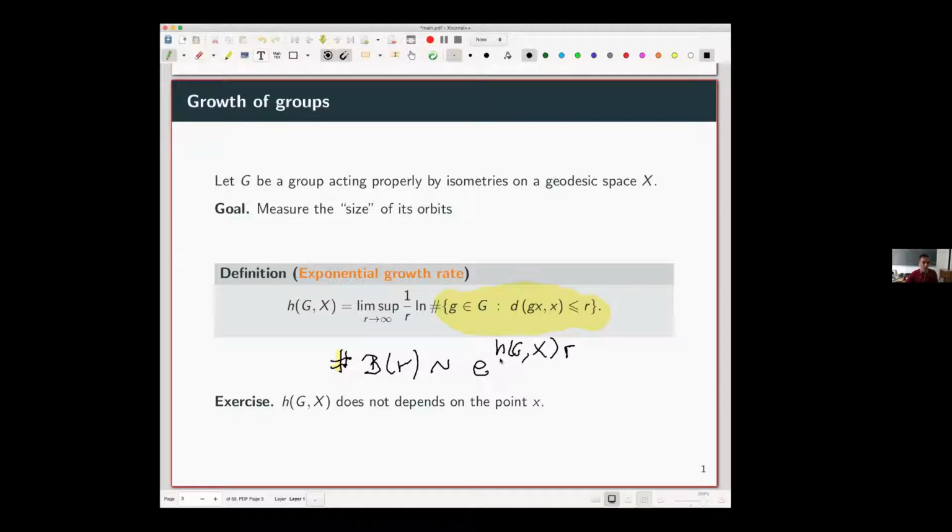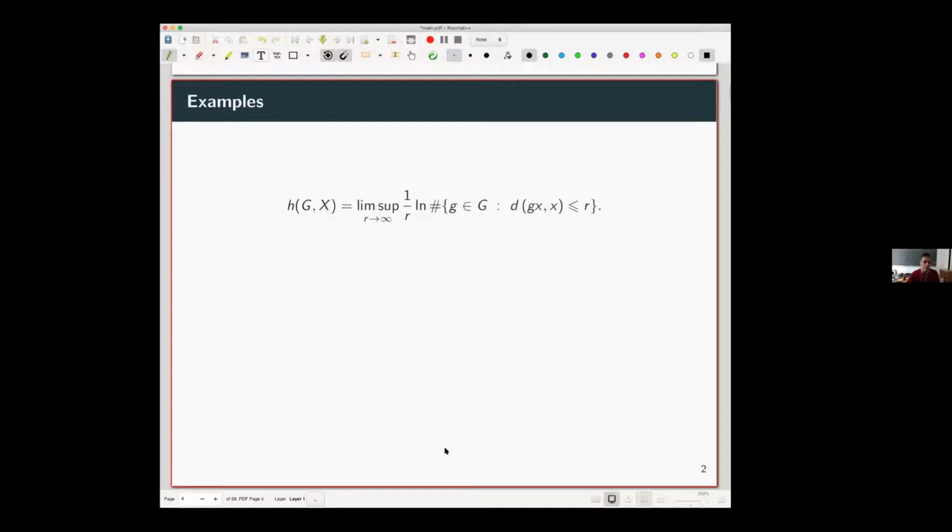And then, it's an easy exercise to check that it will not depend on the point x, just by the triangle inequality. But it does depend on the space X, but most of the time the space X will be kind of obvious from the context. So I may write h_G like this instead of h_G(X) if there is no ambiguity. Now let's have a few examples first.